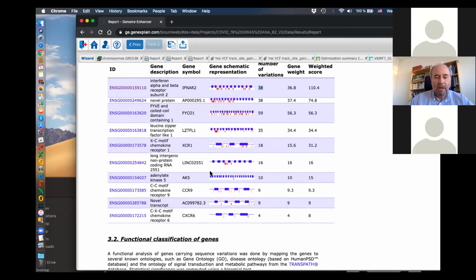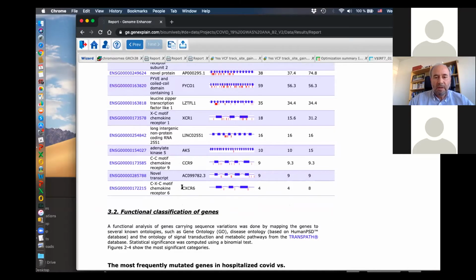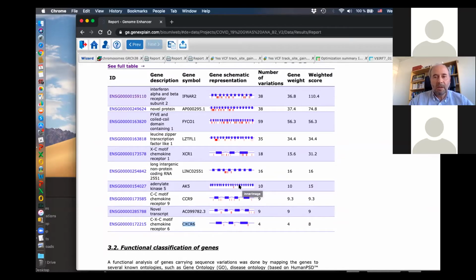You see other genes here. For instance, this gene was also very interesting, chemokine receptor 6. That was the biggest peak, which I showed in the picture, in terms of probabilities, in terms of p-values. This gene has SNPs with the highest link to the disease, to COVID hospitalization. But according to the number of variations covering the gene, and also the gene size, the interferon receptor at the top is bigger.